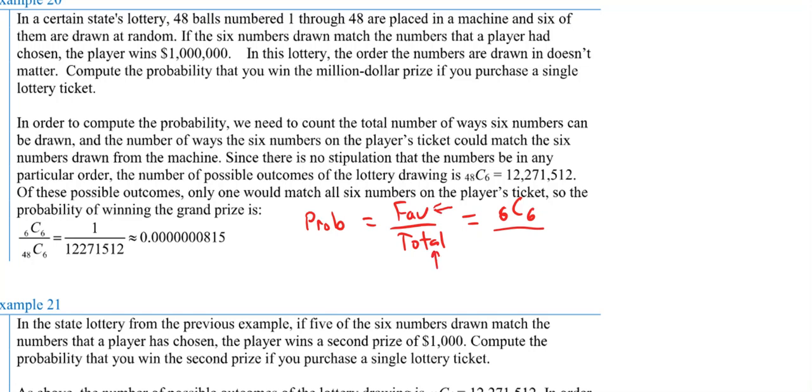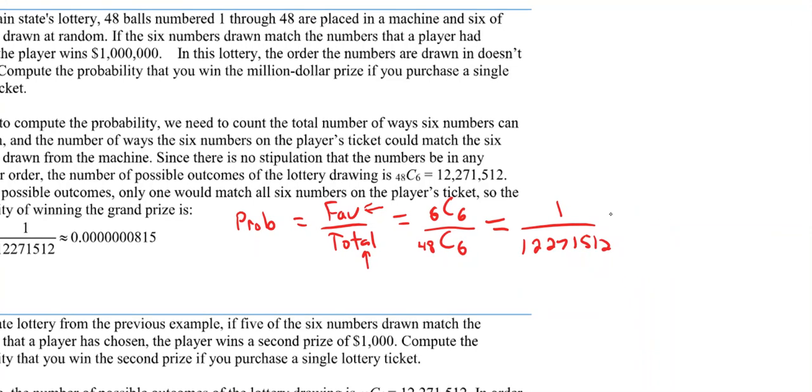But now the number of ways the total outcome could happen. Well, of the 48 different balls, we're going to choose 6 random ones. How many ways can that happen? That's a lot bigger number. So that ends up being 1 over that large number.